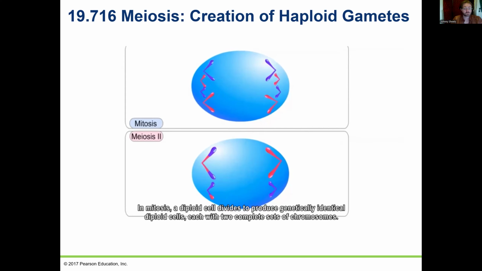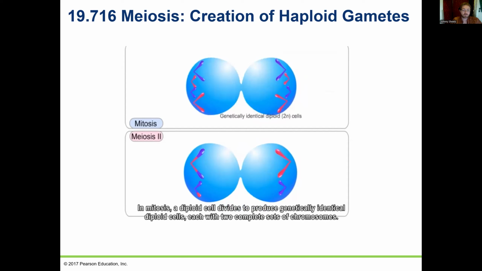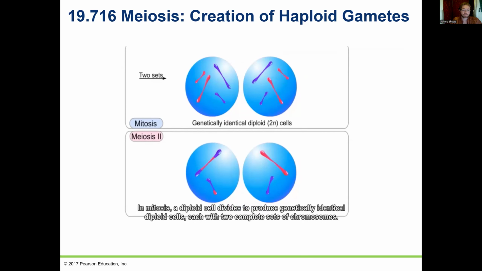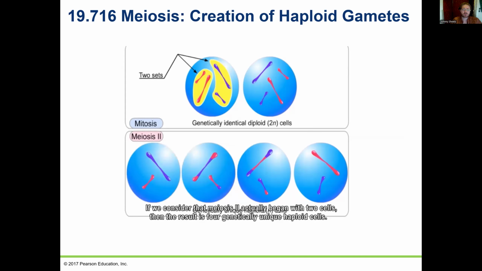In mitosis, a diploid cell divides to produce genetically identical diploid cells, each with two complete sets of chromosomes. In meiosis 2, a haploid cell divides to produce genetically unique haploid cells, each with one complete set of chromosomes. If we consider that meiosis 2 actually began with two cells, then the result is four genetically unique haploid cells. In both mitosis and meiosis 2, the division is not a reduction division. Only in meiosis 1 is the number of chromosome sets divided by half.